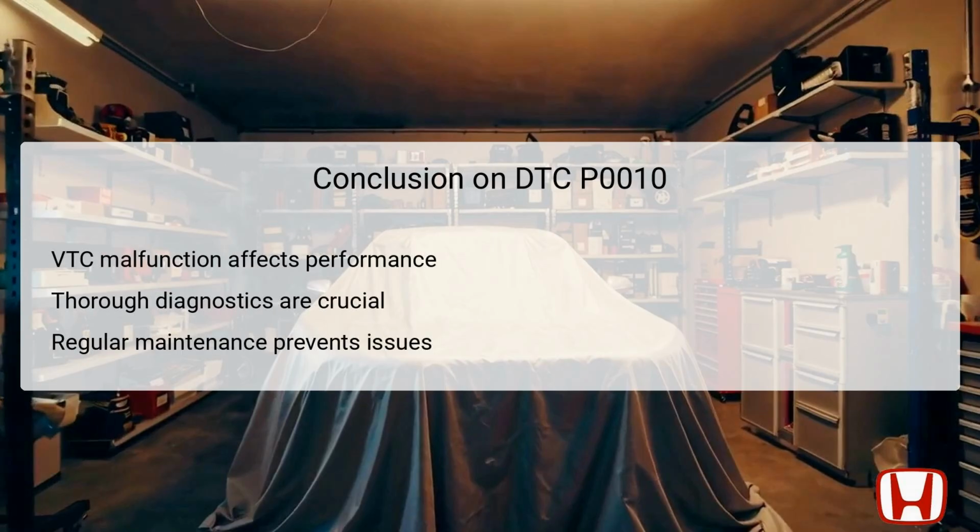In conclusion, DTC P0010 signifies a malfunction within the VTC oil control solenoid valve, critical for optimal engine performance in the Honda CRV models from 2011 to 2016. Effective troubleshooting is essential to identify the root cause, whether it be the solenoid valve itself or related wiring issues. By following a structured diagnostic procedure, technicians can ensure accurate repairs are made, minimizing downtime and restoring vehicle efficiency.